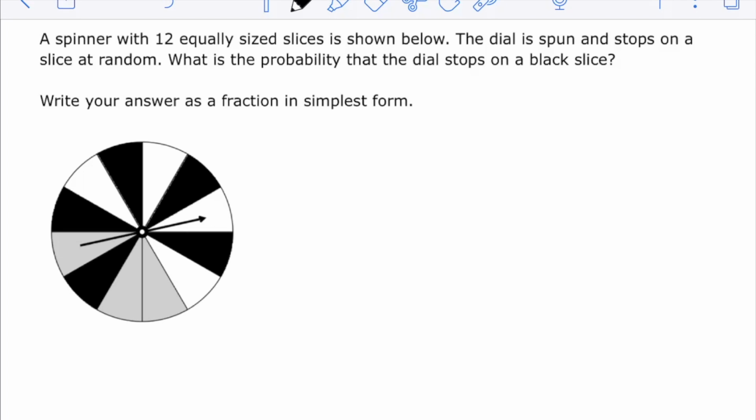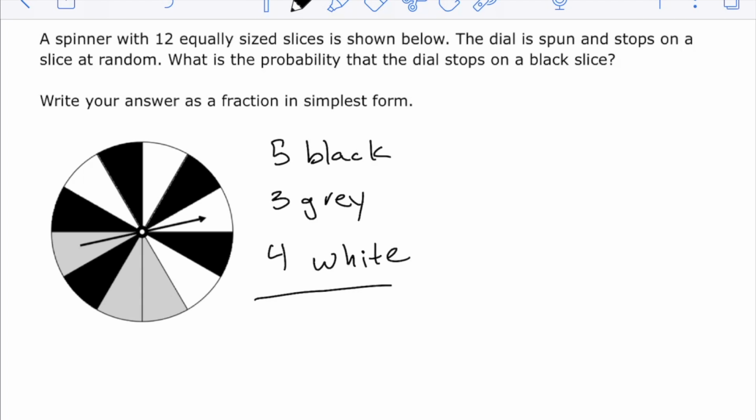Again, I'm going to write out what I see. I see 5 black. I see 3 gray. And I see 4 white, for a total of 12. Again, I'm going to use the same fraction, win over possible.